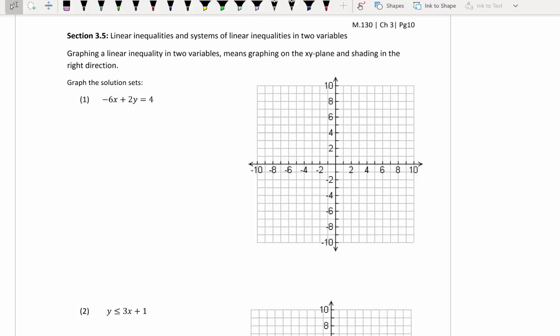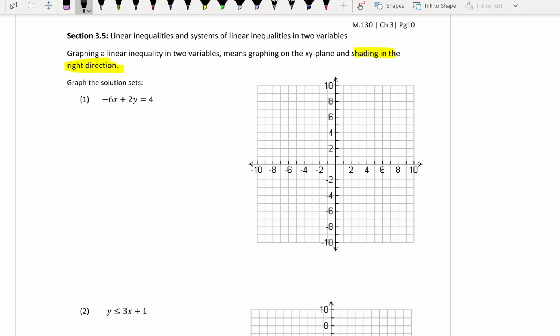Hello, Math 130 students. We are going to pick up on page 10, which is going to be section 3.5, linear inequalities and systems of linear inequalities in two variables. So here, whenever we're graphing a linear inequality with an x and y, what we want to make sure that we do is that we shade in the right direction.